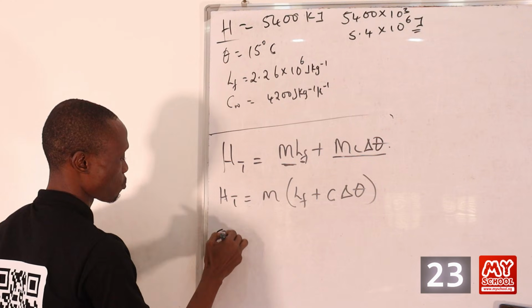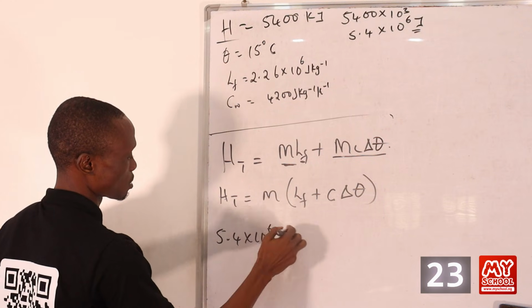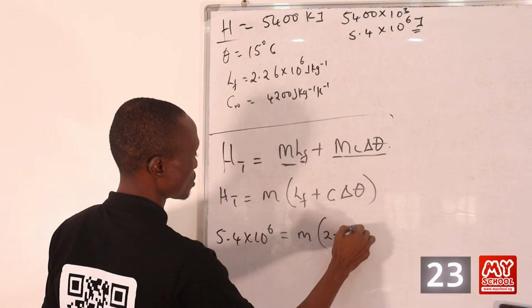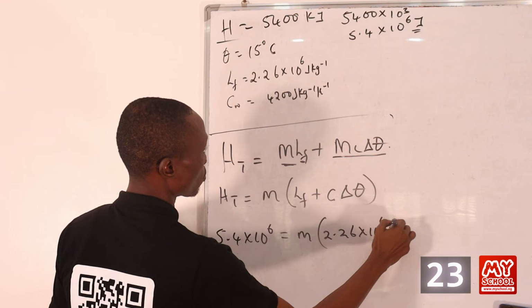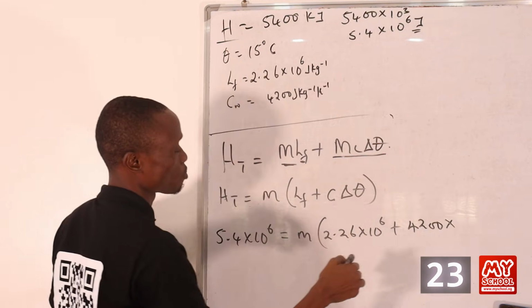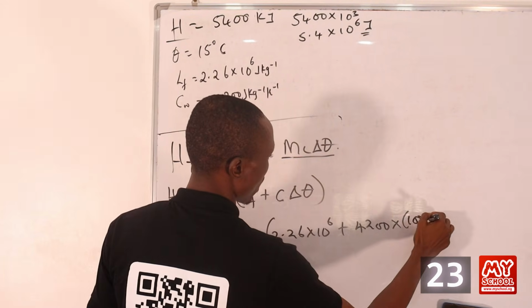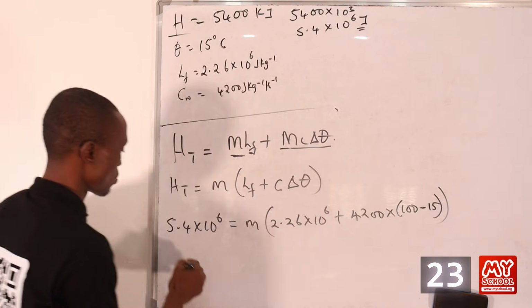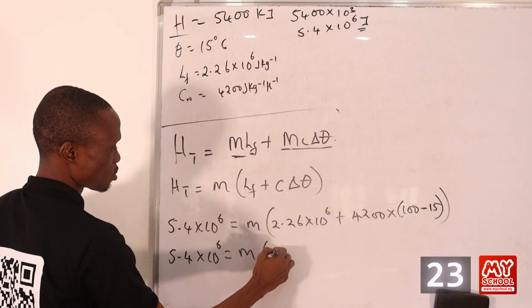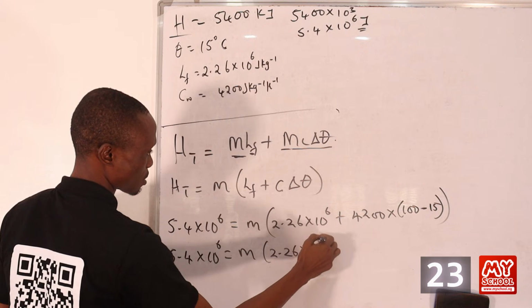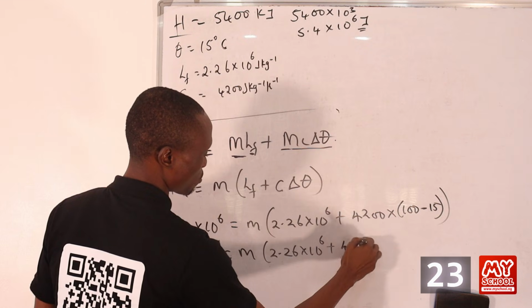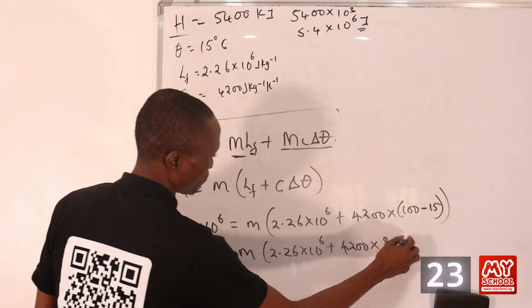Now here we have 5.4 times 10 raised to power 6 is equal to m bracket, 2.26 times 10 raised to power 6 plus 4,200 times the change in temperature, which is 100 minus 15. So we have 5.4 times 10 raised to power 6 is equal to m bracket 2.26 times 10 raised to power 6 plus 4,200 times, I think this should be 85.